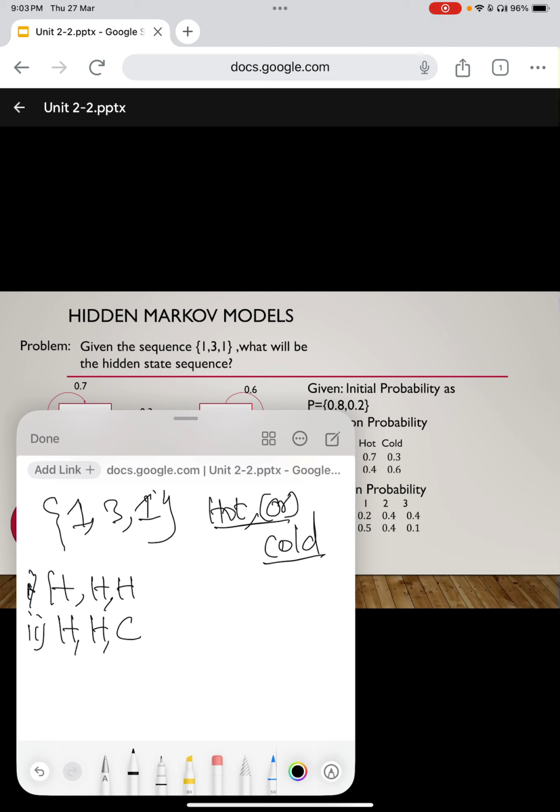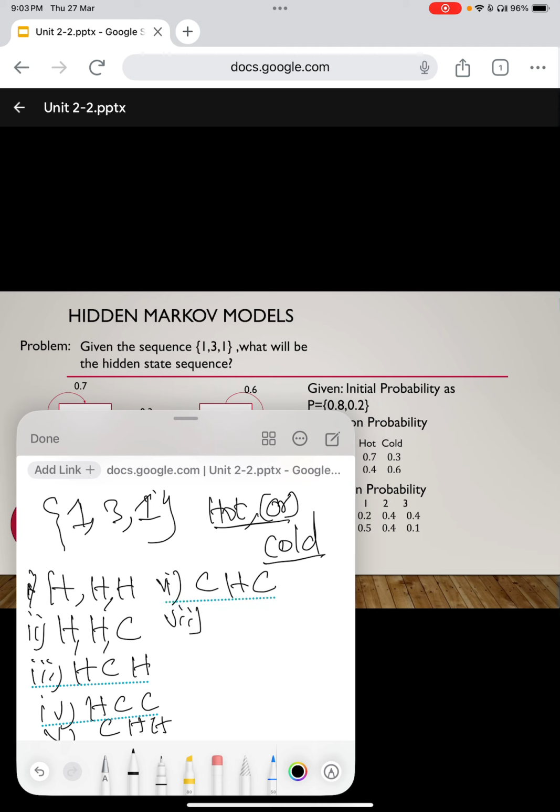Then you've got 0 0 0, 0 0 1, 0 1 0, 0 1 1, 1 0 0, 1 0 1, 1 1 0, and 1 1 1. So there are about eight combinations: HHH, HHC, HCH, HCC, CHH, CHC, CCH, CCC. H represents hot, and C represents cold.